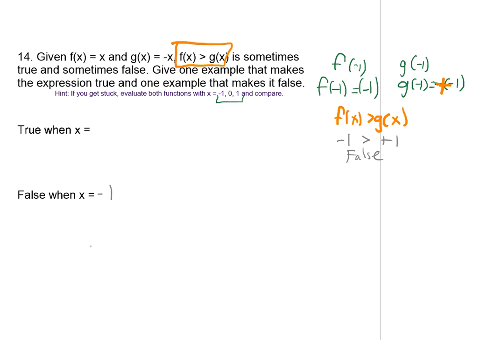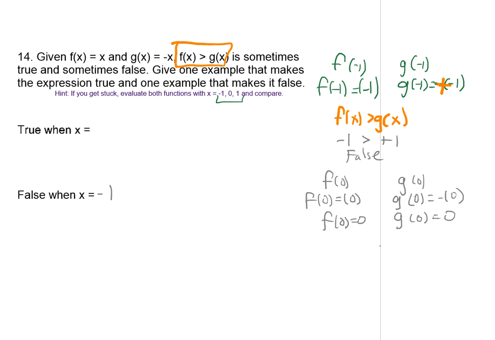All right, now let's try 0. F of 0, let's plug that in. So f of 0 equals, plug it in for x, 0. So f of 0 is 0. And let's try g at 0. So g of 0 equals negative of 0. Well, g of 0 equals 0. Negative 0 is still 0.